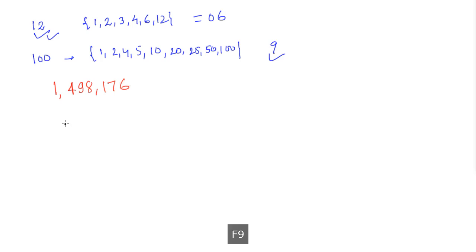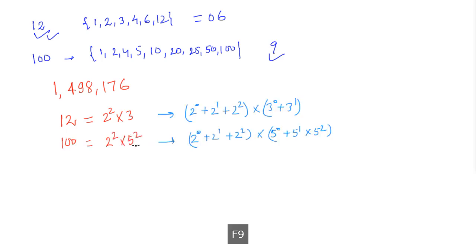By using the long division method, 12 can be written as 2 squared times 3, and 100 can be written as 2 squared times 5 squared. If I would say that all possible factors of 12 can be found by multiplying this quantity and this quantity, is this correct? Okay, let us check.